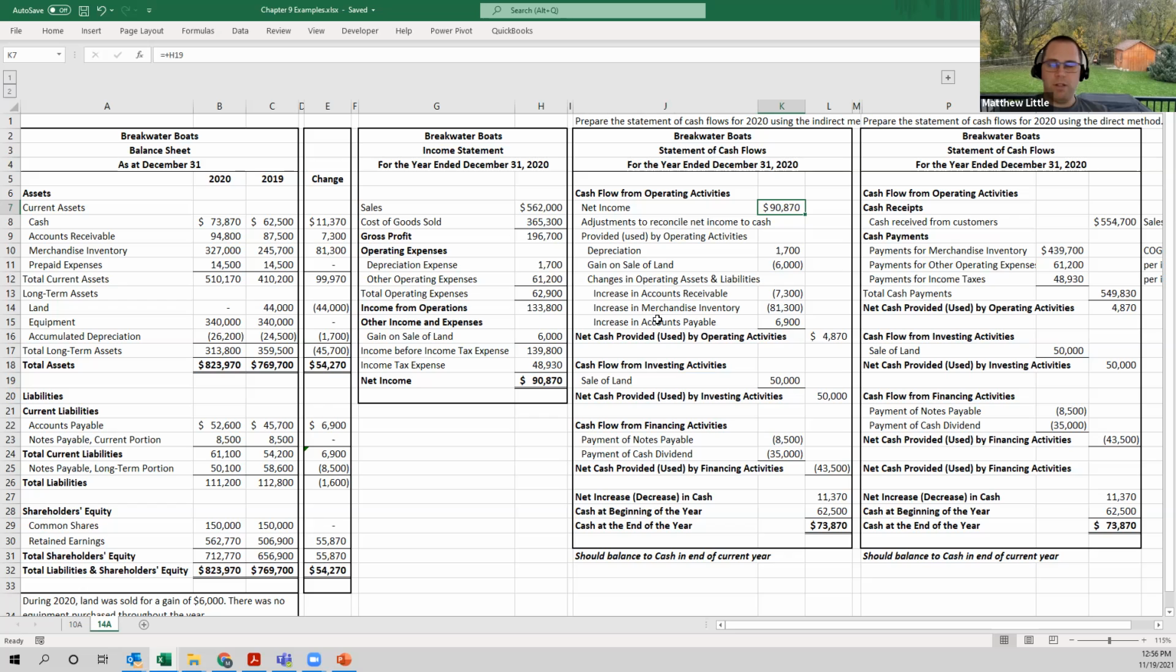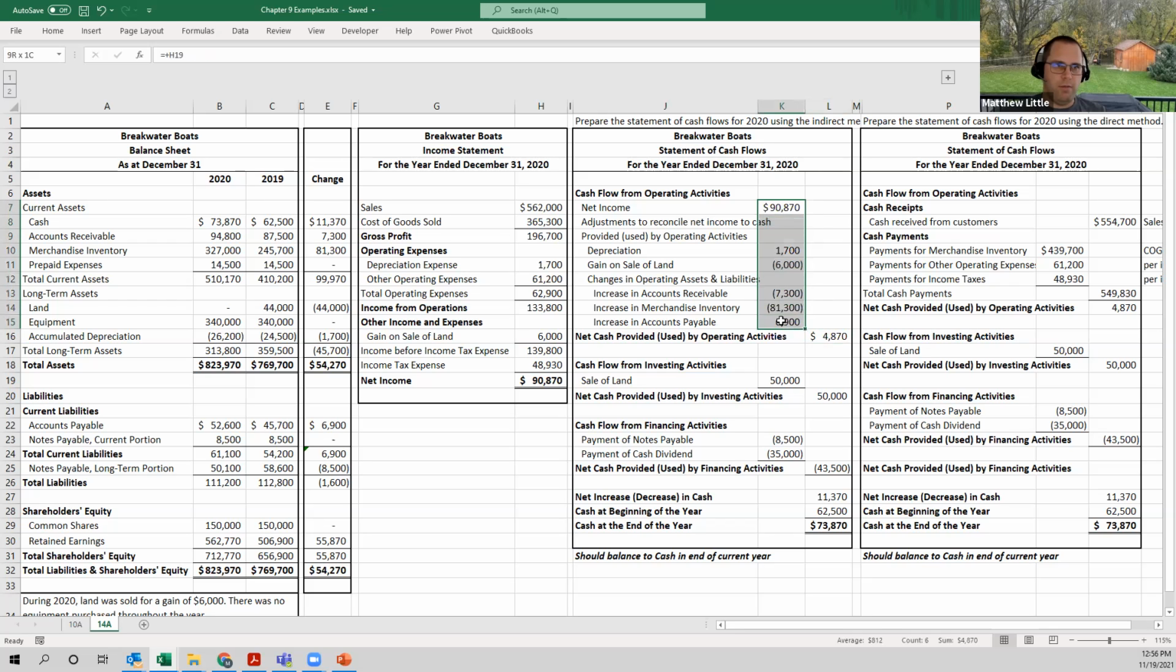And then we go through the various operating assets and liabilities. So we had an increase in accounts receivable of $7,300. So that consumed cash. We had an increase in merchandise inventory of $81,300. So that also consumed the cash. And we increased payables by $6,900. So that actually generates cash. So when you delay payments to vendors, you're keeping the cash longer. Just think about it that way. So our net cash provided by the operating activities was $4,870.